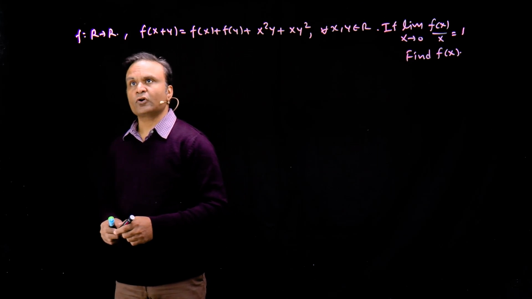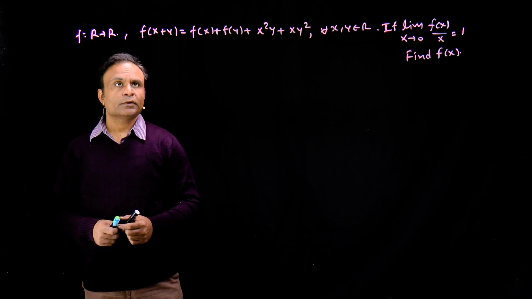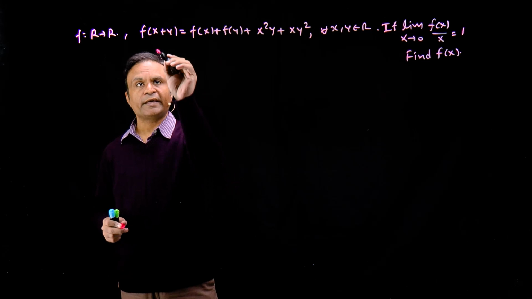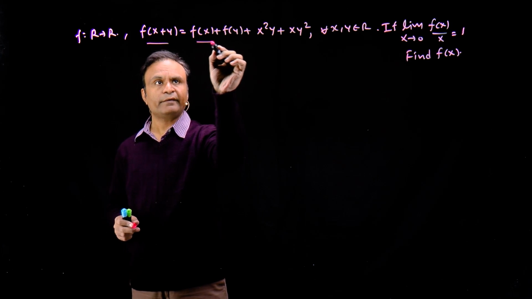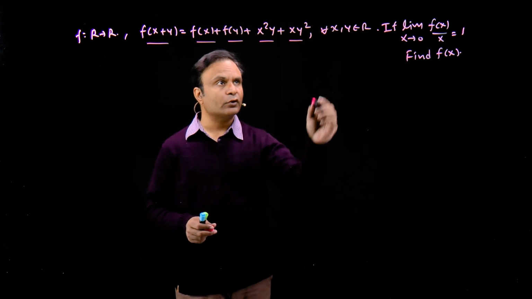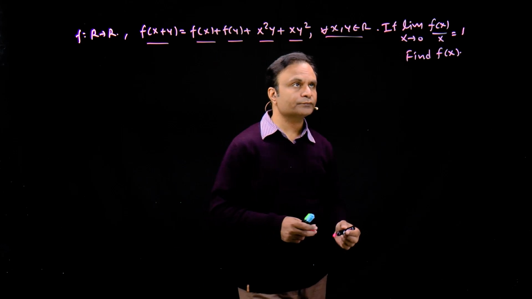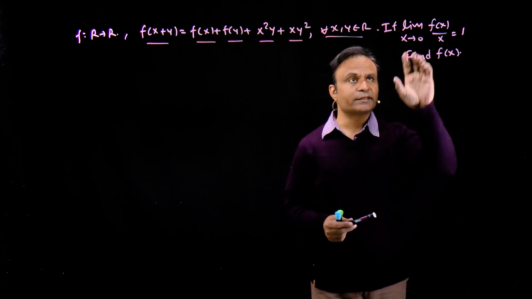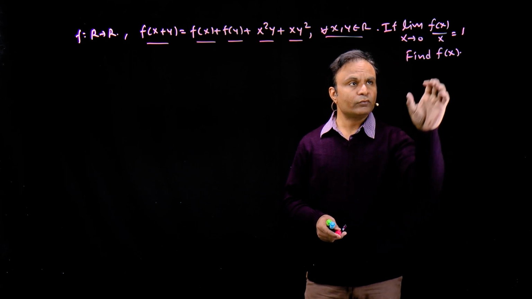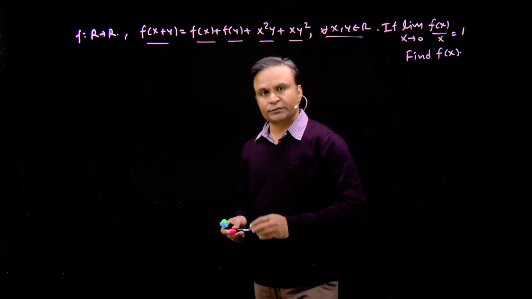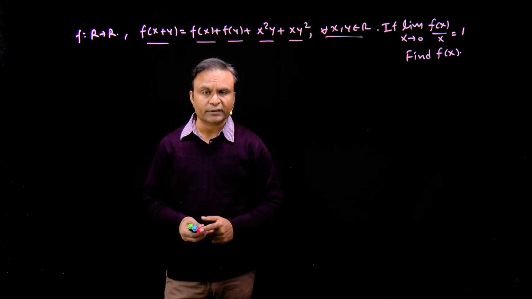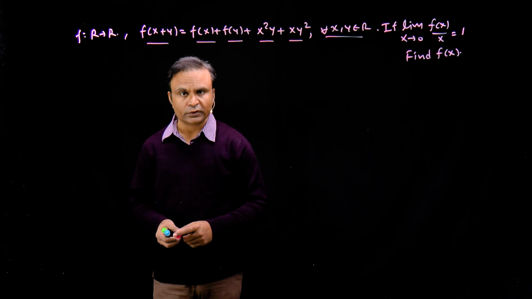We have a function from R to R satisfying the functional equation f(x + y) = f(x) + f(y) + x²y + xy² for all x, y belongs to R. Now if the limit x tends to 0 of f(x)/x is equal to 1, we have to find the function f(x). So again we will start with the first definition of derivative.